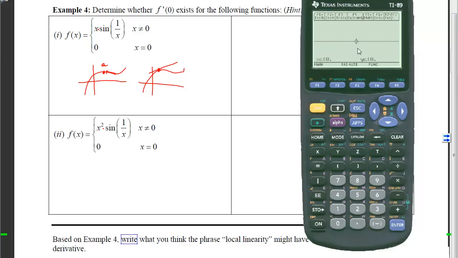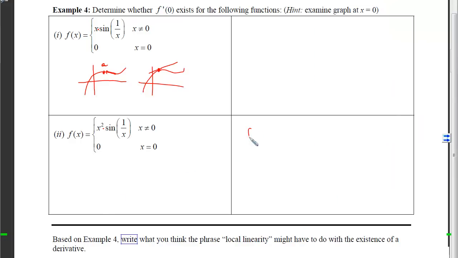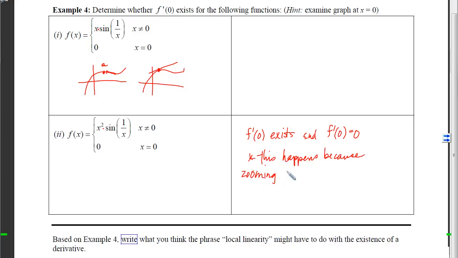So because it has a tangent line and the curve zoomed in looks like a line, we can say that this second one, f prime of 0, exists, and that it equals 0, because that was the slope of the line that it becomes if we zoom in far enough. So this happens because zooming in creates a line.